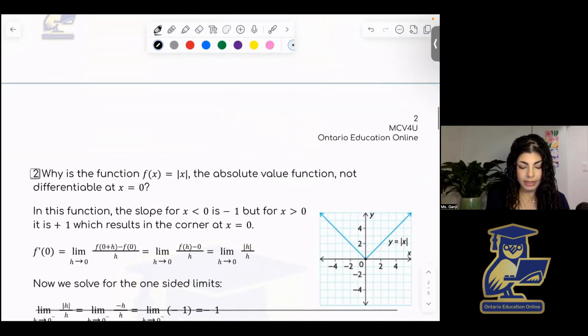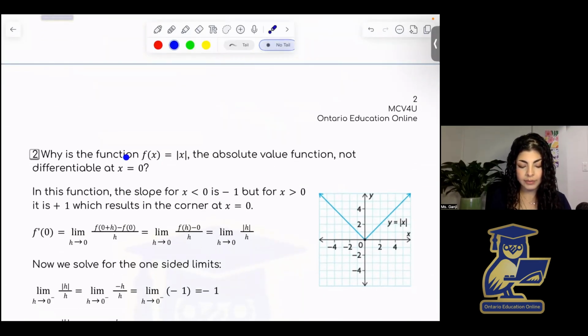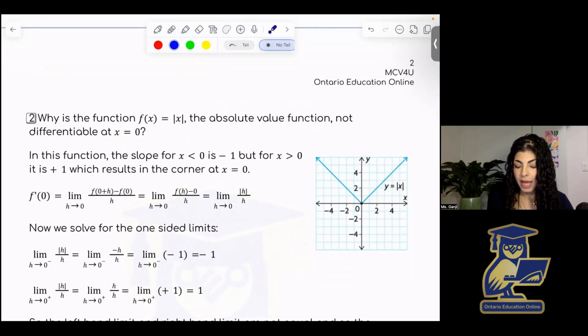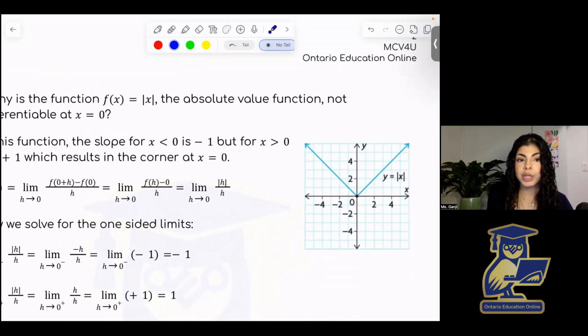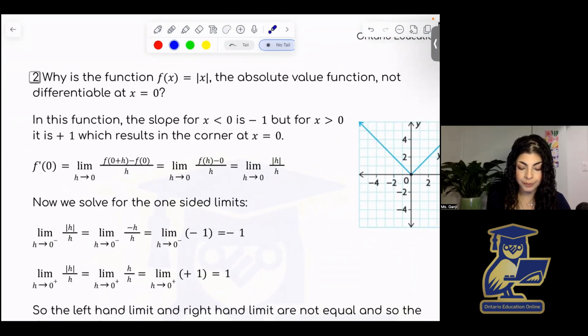Now let's look at another example, which is our absolute value function. Here you're asked, why is this function not differentiable at x equals 0? If you remember when we first saw differentiability with the graphs, this is a corner, similar to a cusp. At cusps and corners, we know that the function is not differentiable by the graph. But now let's see why algebraically the limit does not exist, or the derivative does not exist.